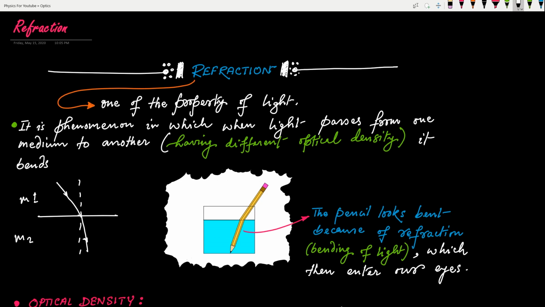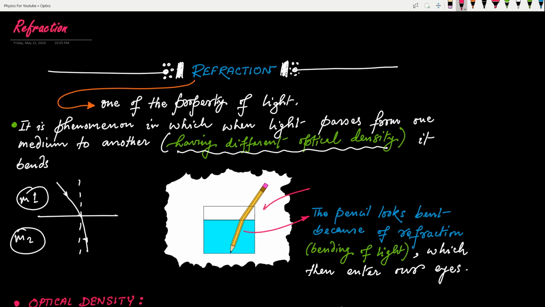But the important thing that you need to understand is that the mediums should have different optical density. So medium 1 and medium 2 should have different optical density. Then only will light show this property of refraction. Now what is optical density? I'll be discussing it. Don't worry about that.